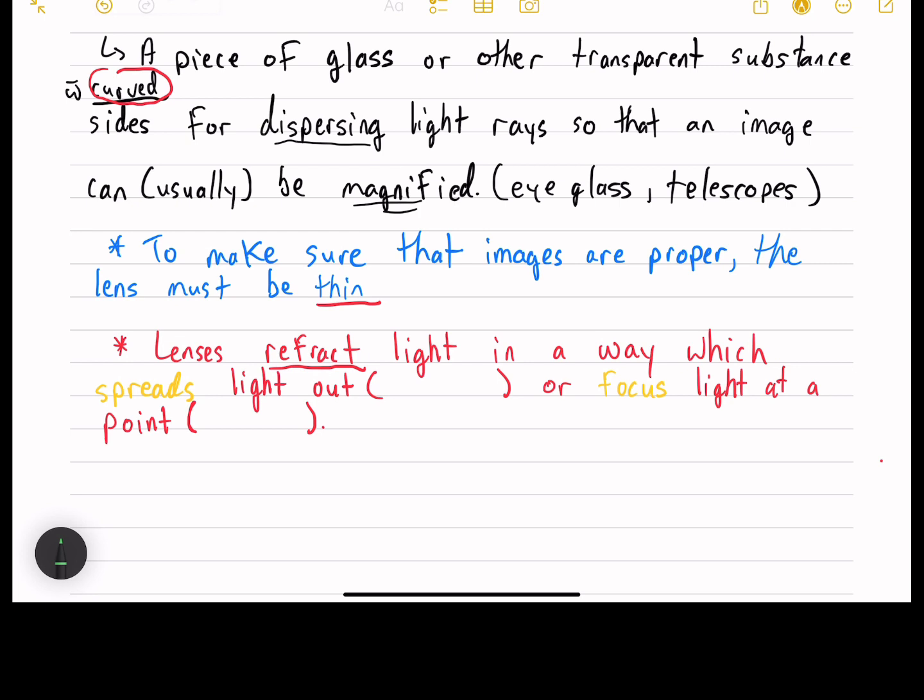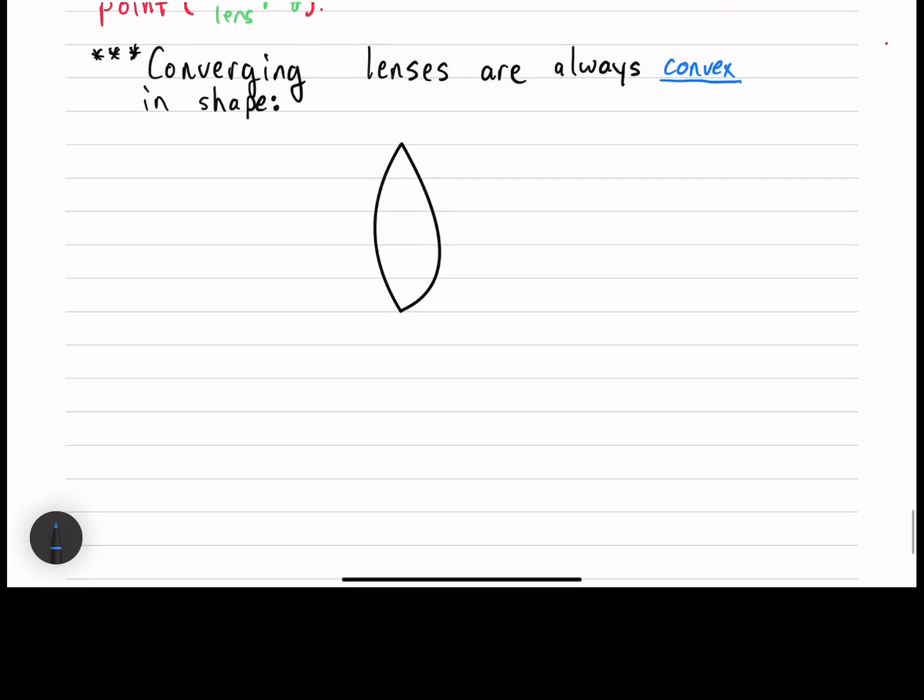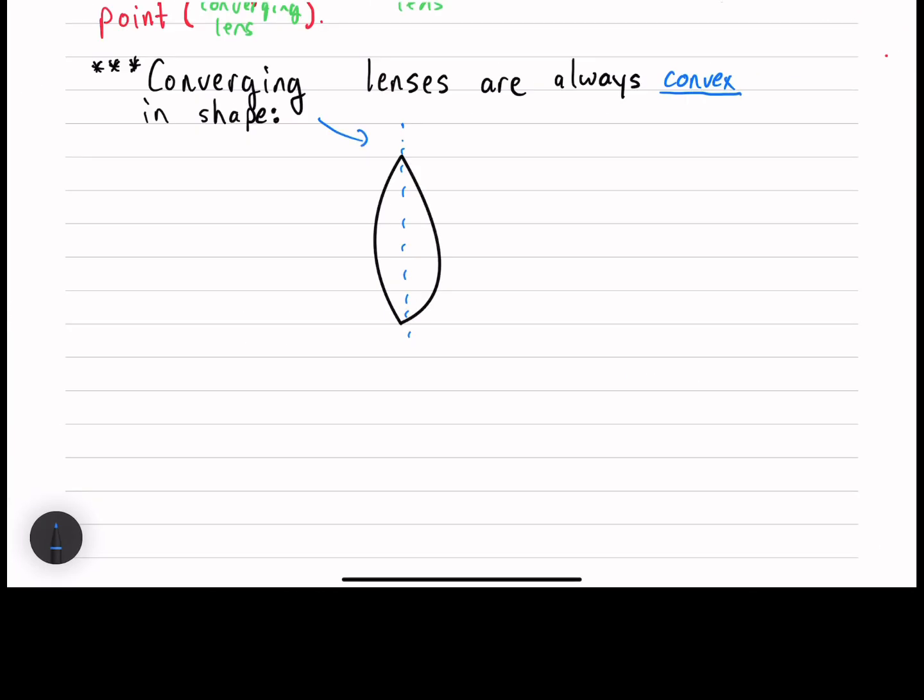So lenses refract light in a way which spreads light out, or we could say it diverges, so a diverging lens, or it'll concentrate or focus light at a point, which would be considered a converging lens. Converging lenses are always convex in shape. If you look at a converging lens over here in the diagram, you can see that it is essentially two convex halves that are joined into one.